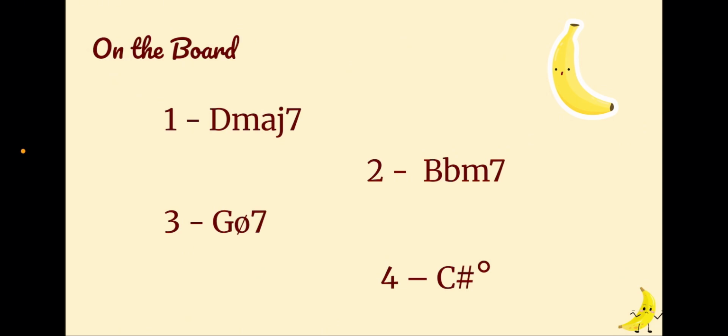For number 3, the G half diminished 7th, your notes are going to be G, B flat for the third, D flat for the 5th, and F for the 7th. Number 4, this one looks crazy on paper because the C sharp major scale has so many sharps in it, but since it's fully diminished, your notes will be C sharp, and then it's going to be E, G, and B flat for that 7th.